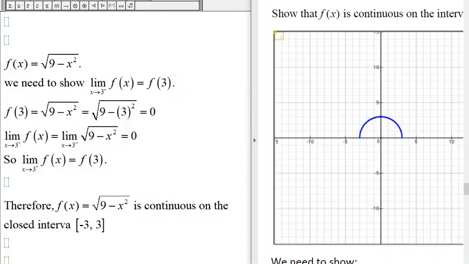And here's the graph again. So we look at the graph, it starts at negative 3 and goes to 3, and outside of that, there's nothing else. And so we said the function is continuous on the closed interval negative 3 to 3.